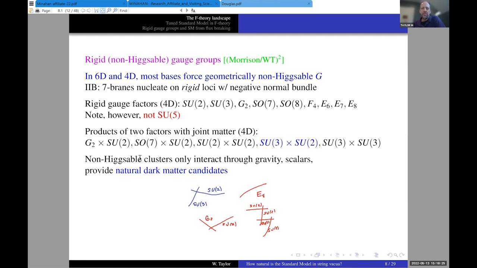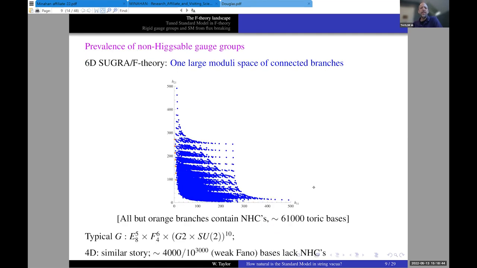So this fits pretty well with the fact that we're having a hard time finding, for example, weakly charged dark matter. If much of the dark matter is hidden in these extra sectors associated with geometrically forced gauge factors, it would fit very naturally with what we've seen. So as I say, these rigid gauge groups are ubiquitous throughout the landscape.